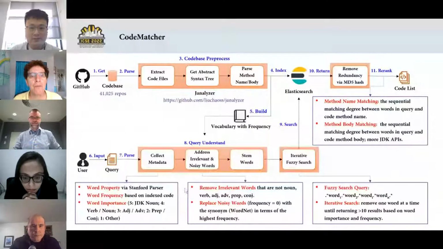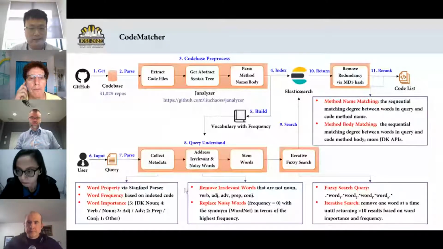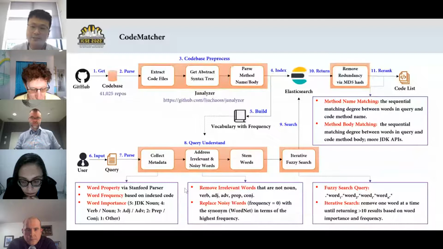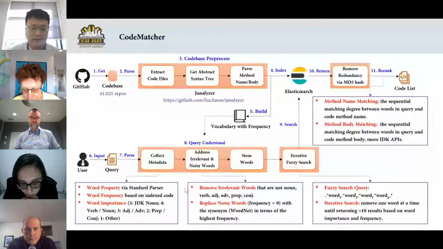From step 1 to step 4, it builds an index like information retrieval based models. And from step 5 to 7 to 8, it works like the deep learning model: collecting metadata, removing irrelevant words and stemming words. For step 9, we search some candidate code from the indexed code base by using fuzzy search. And finally, we remove some redundancy and re-rank the code according to our designed similarity measures.